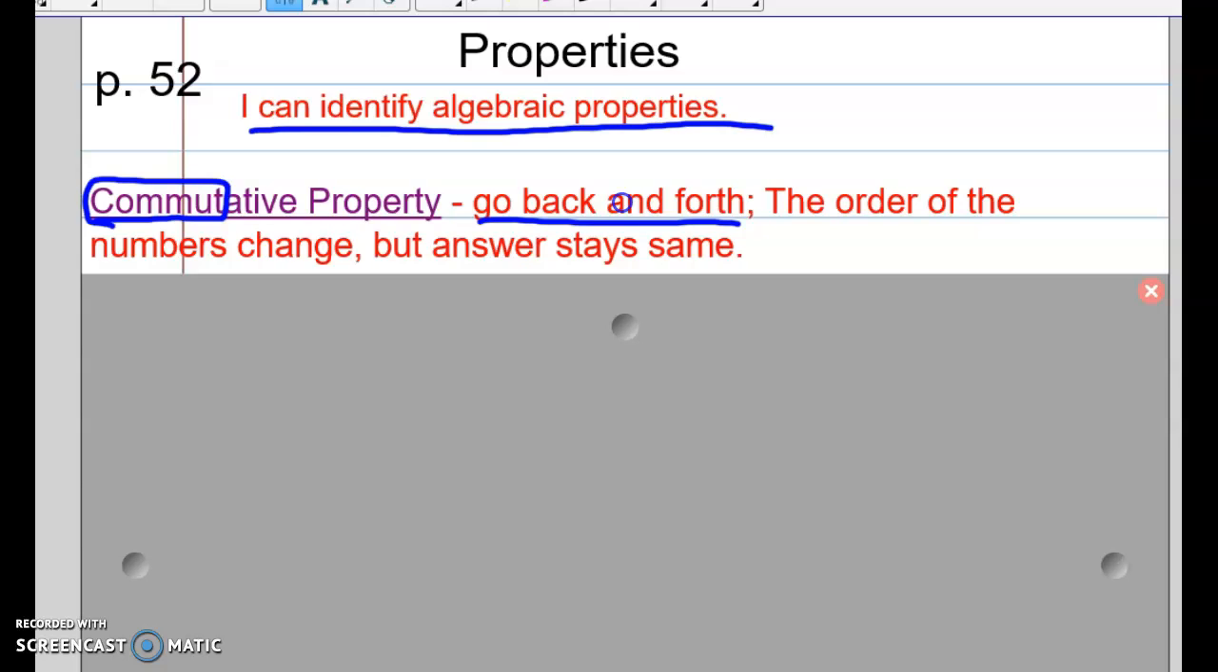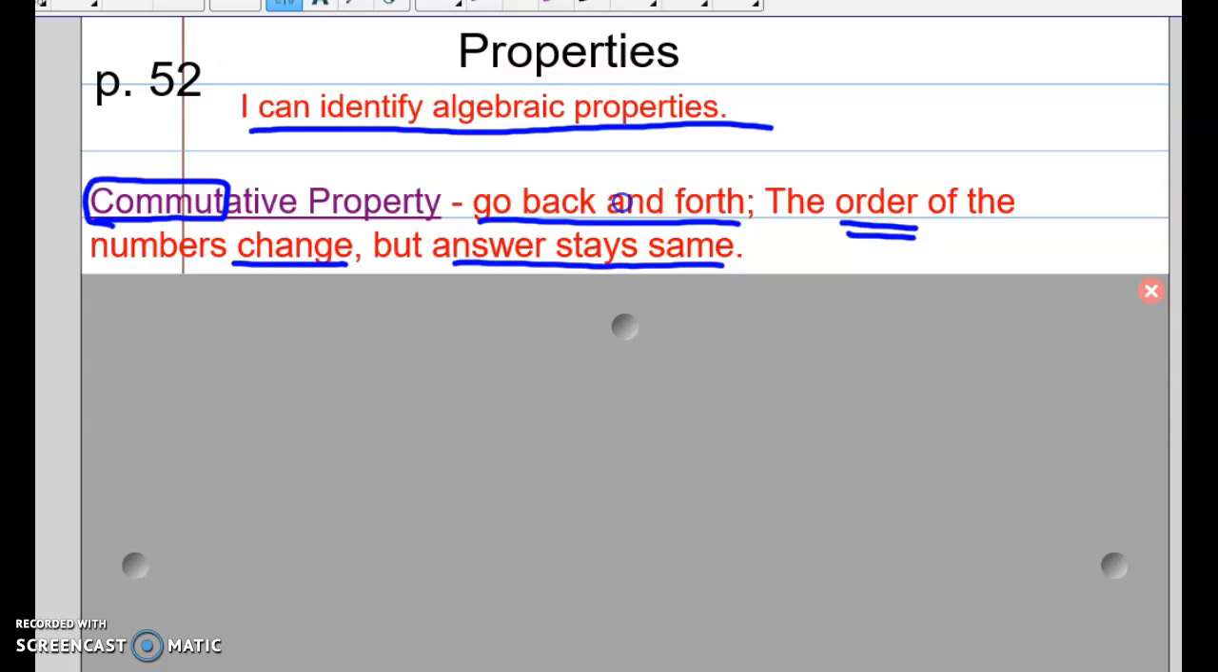Another way of explaining the commutative property is to say that the order of the numbers change, but the answer is going to stay the same. Think of it like this. When you commute back to and from school each day, let's say that to school you pass a McDonald's and then the First Baptist Church. So when you commute back home, you're going to see the First Baptist Church and then the McDonald's. So the order changes because you're going back and forth with the numbers.